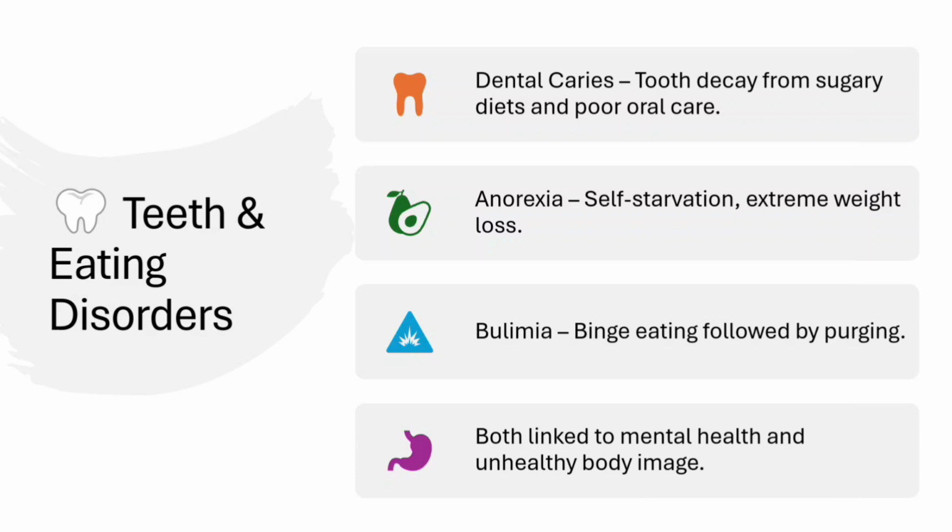Now as it relates to anorexia, these persons may starve themselves, right, to have extreme weight loss. On the other hand, with bulimia, these persons binge eat. So they eat a lot of food and then they force themselves to purge. They either throw it up or they force themselves to take laxatives and they have diarrhea. Good. Now both are linked to mental health and unhealthy body image.